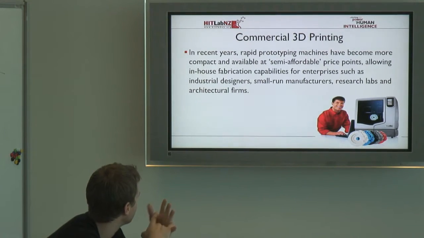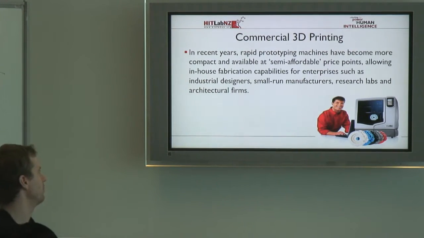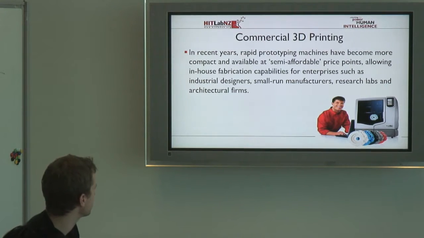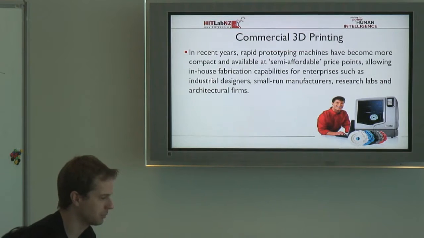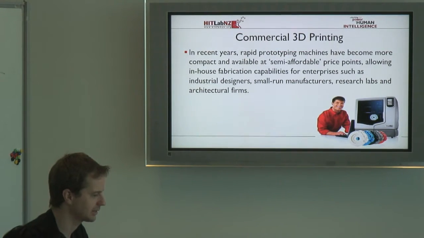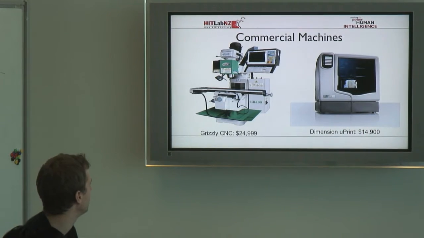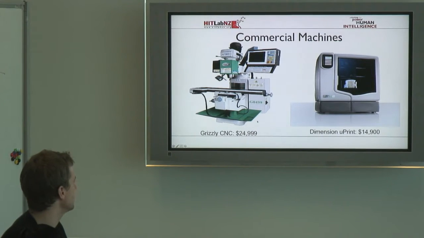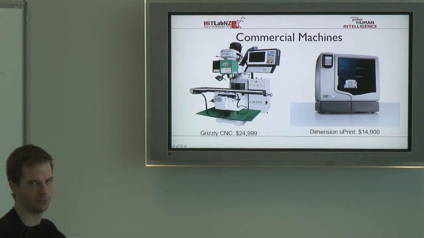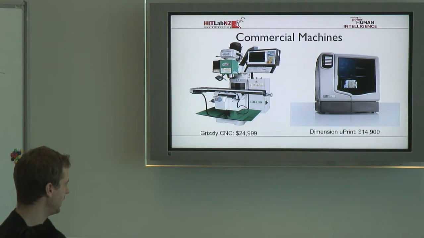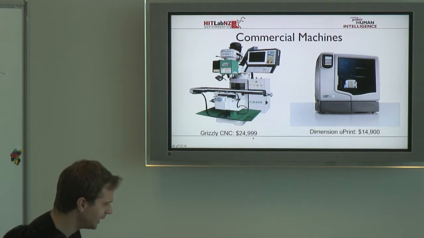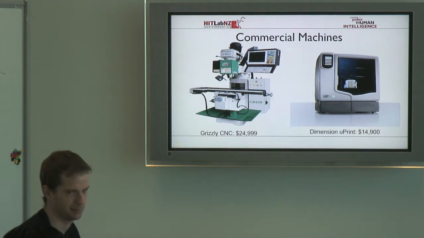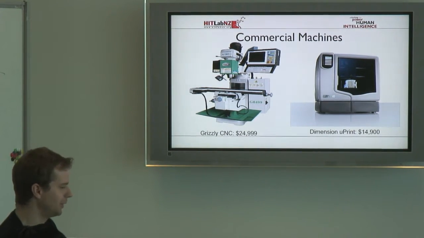So commercial 3D printing. In recent years, rapid prototyping machines have become more compact and available at semi-affordable price points. You can buy these 3D printers from commercial places. Even a while ago, there were things like the Grizzly CNC and Zprint, real commercial offerings by companies. But they're still in the tens of thousands of dollars, which put them out of reach for most people, apart from the very wealthy.